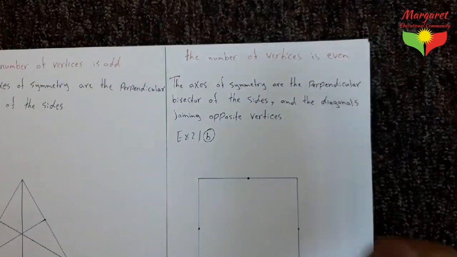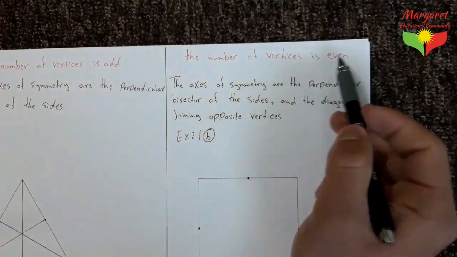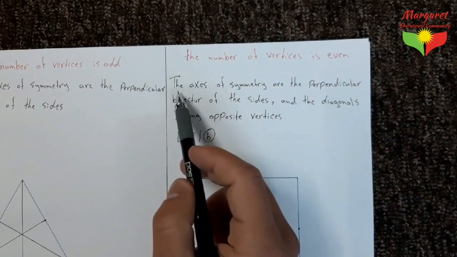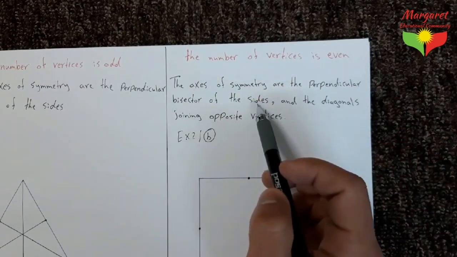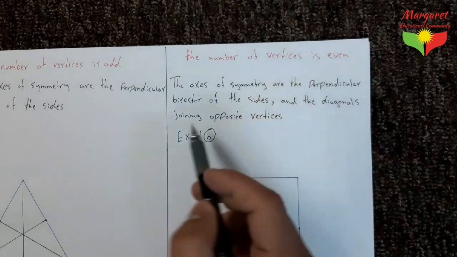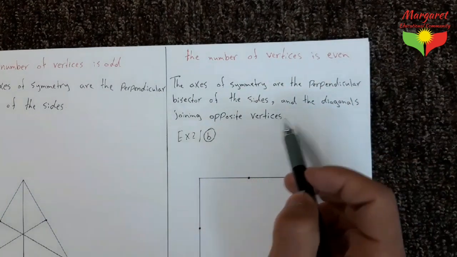And if the number of vertices is even, then the axes of symmetry are the perpendicular bisectors of the sides and the diagonals joining opposite vertices.